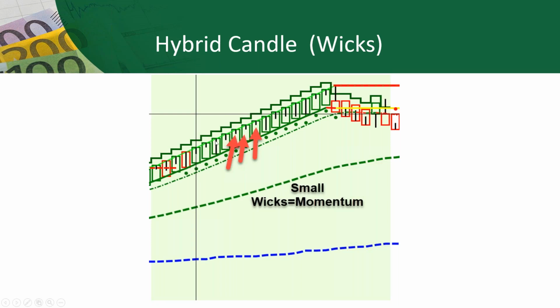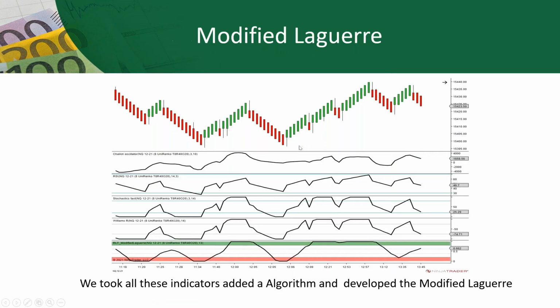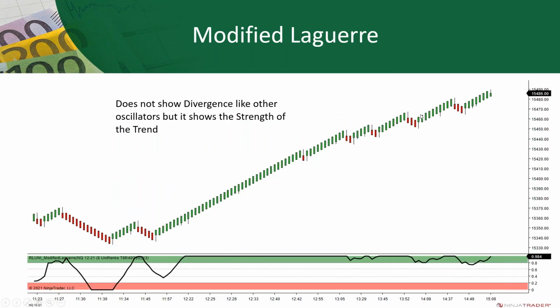So we created the wicks inside the bar, and we use these wicks in a very specific way. When you have very tiny wicks, you have a lot of momentum. And when you have longer wicks, you have pullbacks. The next part of it is the modified liquidity. We took all these indicators, added an algorithm, and developed a modified liquidity. Now, the modified liquidity does not show divergence like other oscillators, but it only shows strength of trend.